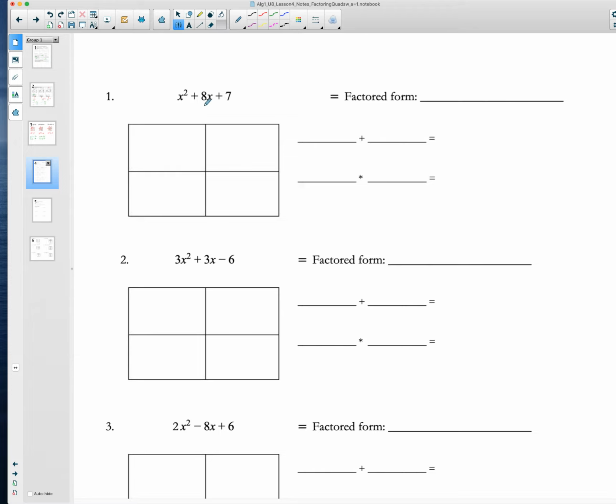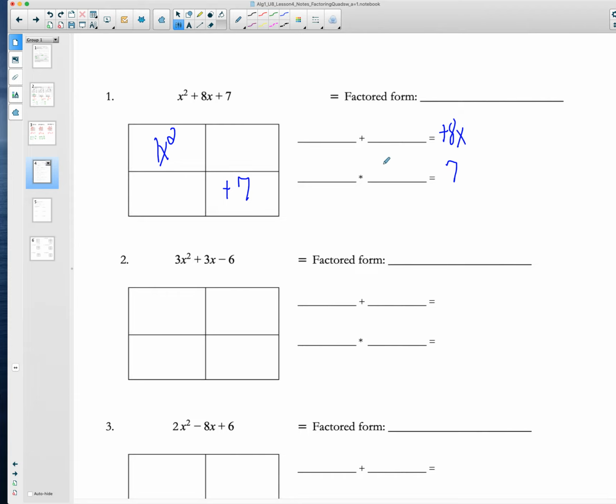All right, so now here's what we're going to do. We still have our area model. We know that the A term, which is our x squared term, has to go in this box. We know our C term, which is positive 7, has to go into this box. So the first thing we want to do is A times C. And remember, the A value today is going to be just 1. So A times C is 7. Now we have to get to our B term, which is a positive 8x.